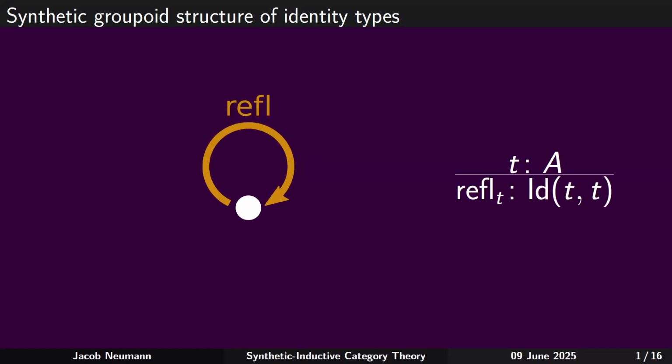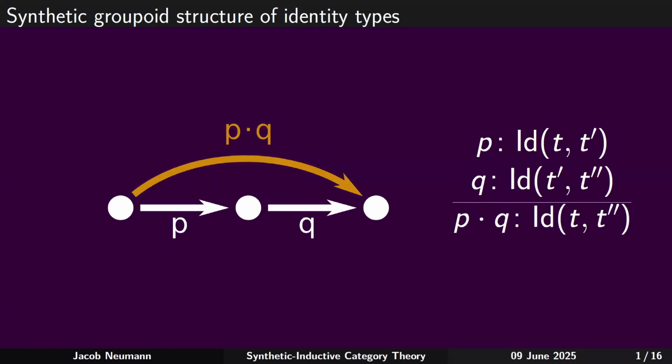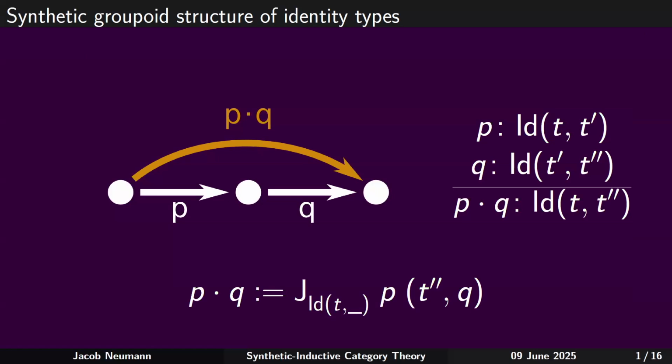So we have the identity morphism, which is given by Refl, and we have composition of morphisms. So if I have p from t to t prime and q from t prime to t double prime, then I can compose them. And that's what gives this kind of synthetic category structure. And this is defined by the path induction rule, the J rule, or the Hom elimination.